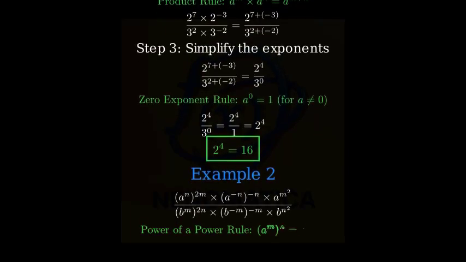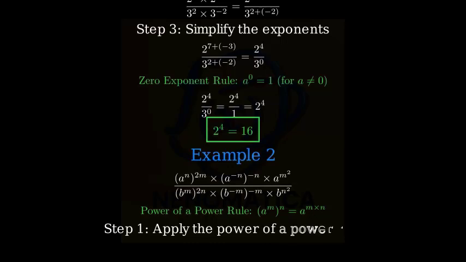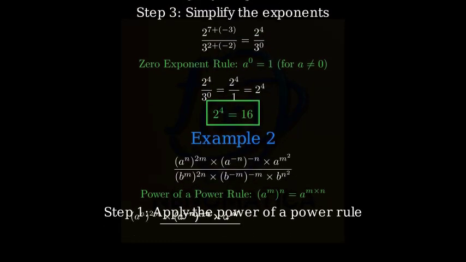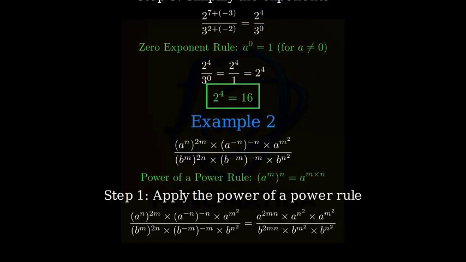First, let's apply another key exponent law. When raising a power to another power, we multiply the exponents. So a to the n raised to the power of 2m becomes a to the power of n times 2m, which is a to the power of 2m n. Let's apply this rule to each term in our expression.